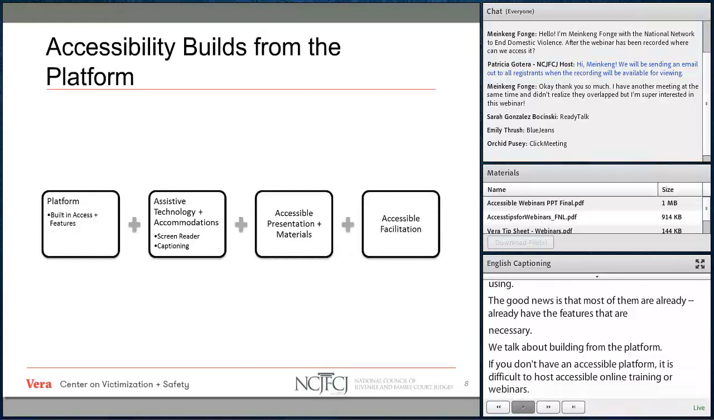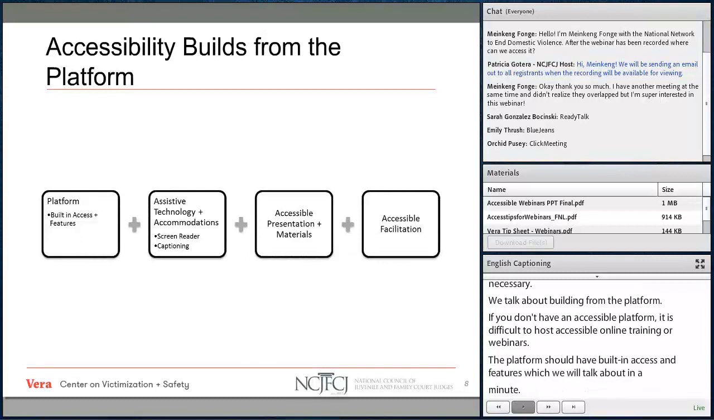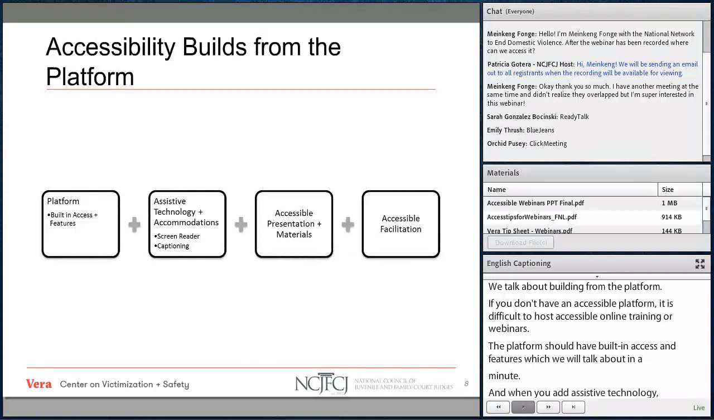Then you add in assistive technology, for example the captioning that you see here, and accommodations like screen readers, other accommodations, maybe American Sign Language interpreters. You add in making sure that all of your materials are in an accessible format, with accessible resources, and then accessible facilitation and presentation. All of that together creates the basis of an accessible presentation online.